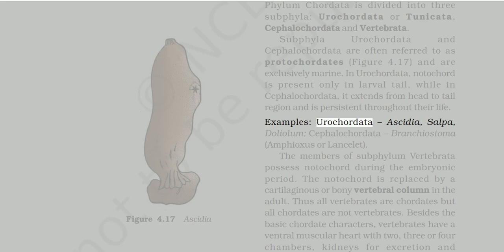Examples: Urochordata: Ascidia, Salpa, Doliolum. Cephalochordata: Branchiostoma, Amphioxus, or Lancelet. The members of subphylum Vertebrata possess notochord during the embryonic period. The notochord is replaced by a cartilaginous or bony vertebral column in the adult. Thus, all vertebrates are chordates, but all chordates are not vertebrates. Besides the basic chordate characters, vertebrates have a ventral muscular heart with 2, 3, or 4 chambers, kidneys for excretion and osmoregulation, and paired appendages which may be fins or limbs.